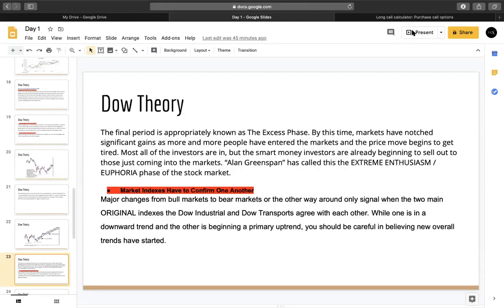FedEx is a transport stock. What else? Uber, yes. I said FedEx. Southwest Airlines, Delta Airlines, American Airlines, CSX, United Airlines, JetBlue, right? So when these two indexes start to agree with each other, right?